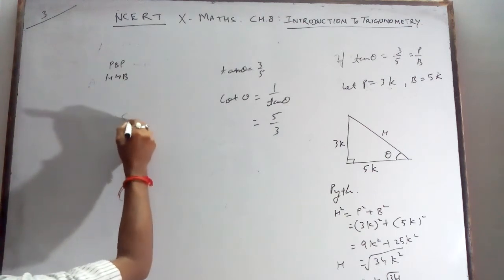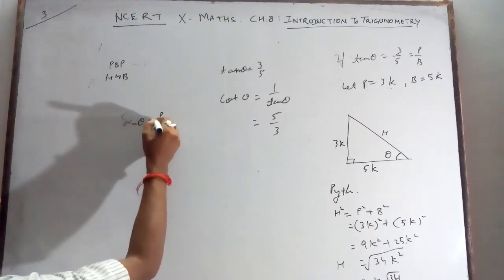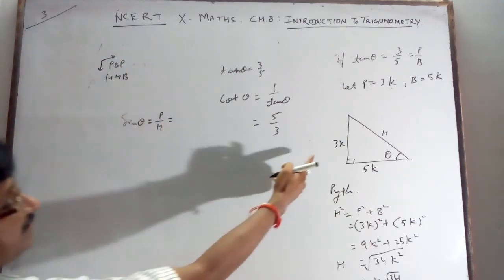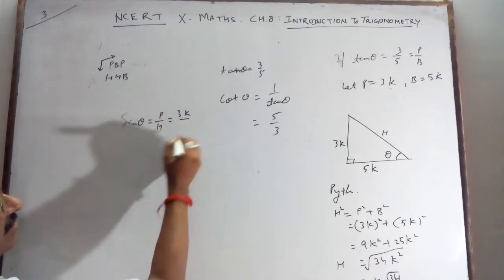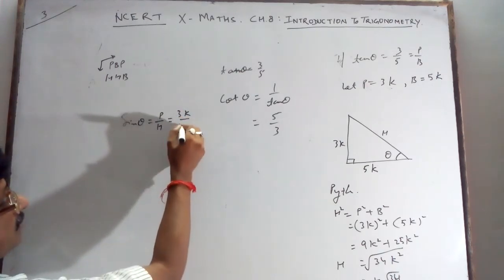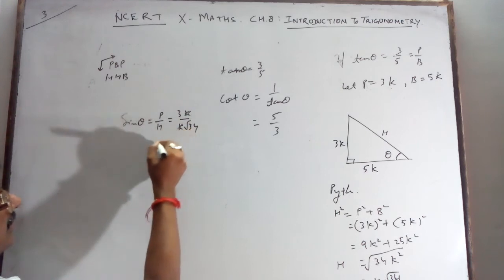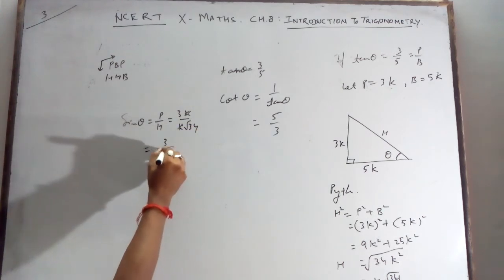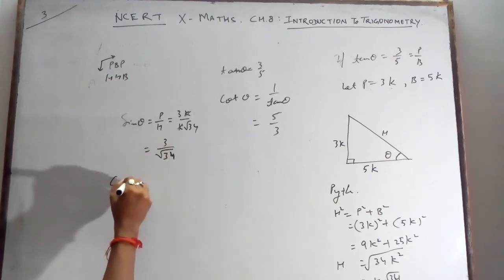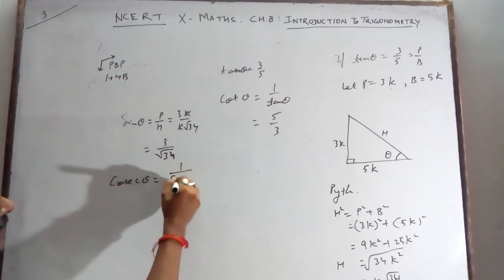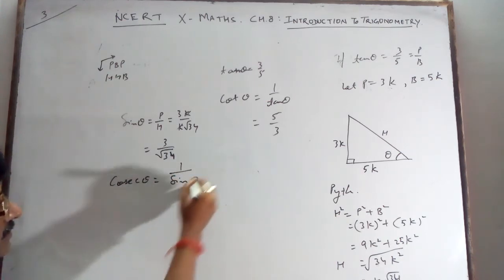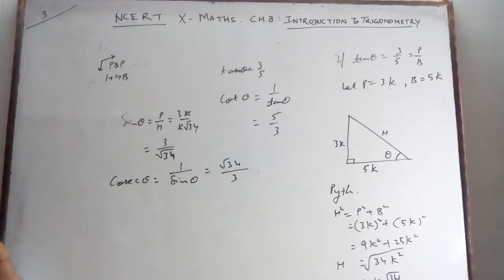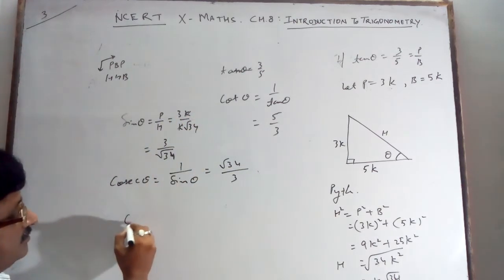So what is the sine? Sine theta is equal to P upon H. What is the P given here? 3k. And what is the H given? k under root 34. So k cancels. What is your answer? 3 by under root 34. If you get the sine, then you can get the cosec directly by reciprocal, which I told you in the previous lecture. What will be the answer? Root 34 upon 3.